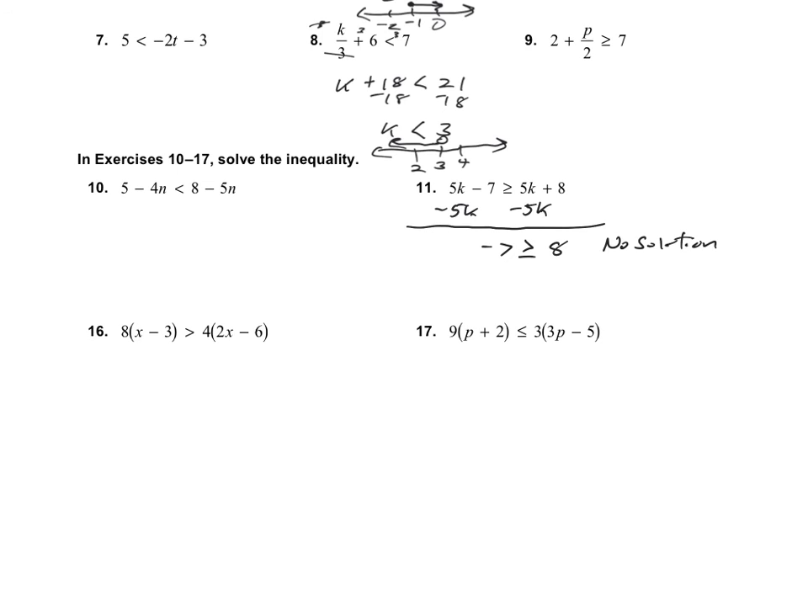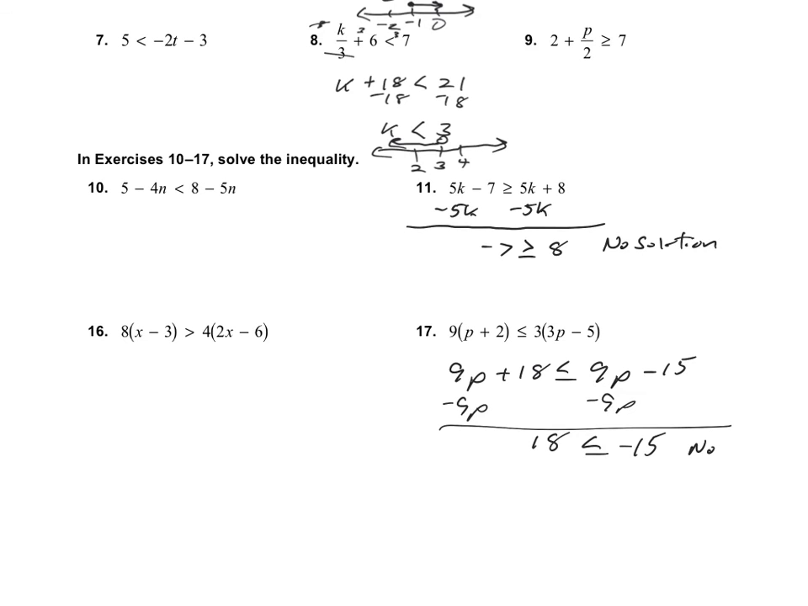Okay, let's go ahead to number 17. 9p plus 18. Just distributing, guys, right? 9p minus 15. In this case, again, we subtract the 9p from both sides, and we get +18 is less than or equal to -15. This is not true. Again, we get no solution.